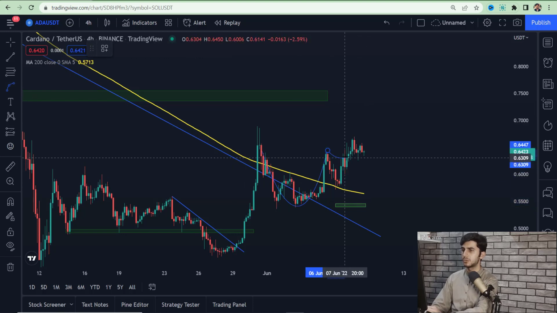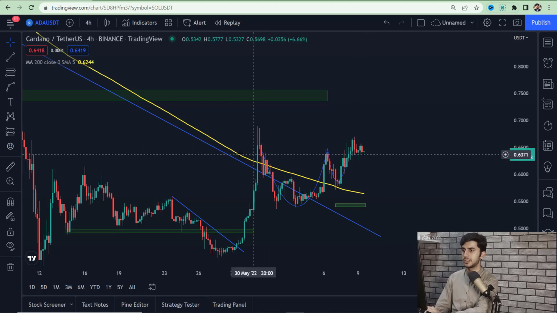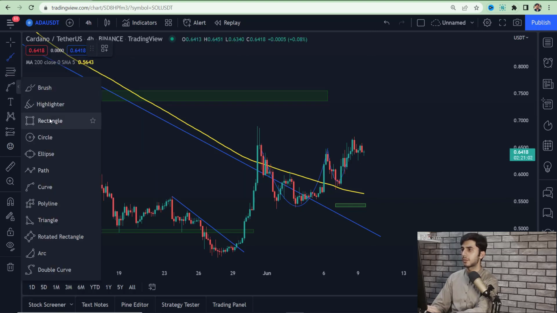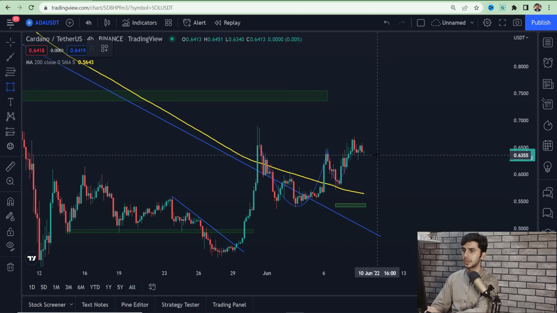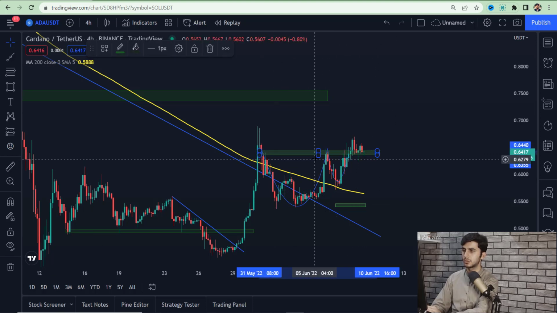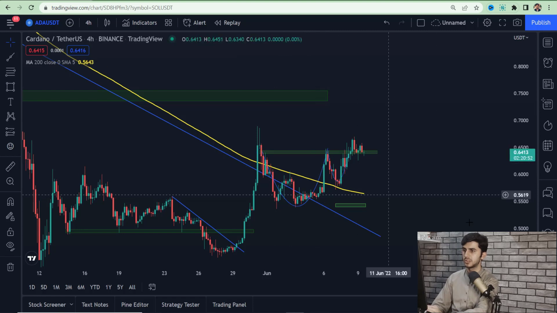It has broken it as well. Also, as you can see, this is the structure, this is a cup and handle. It has broken it and retested it back again for confirmation, right at this point. Right at this point, you can see that.